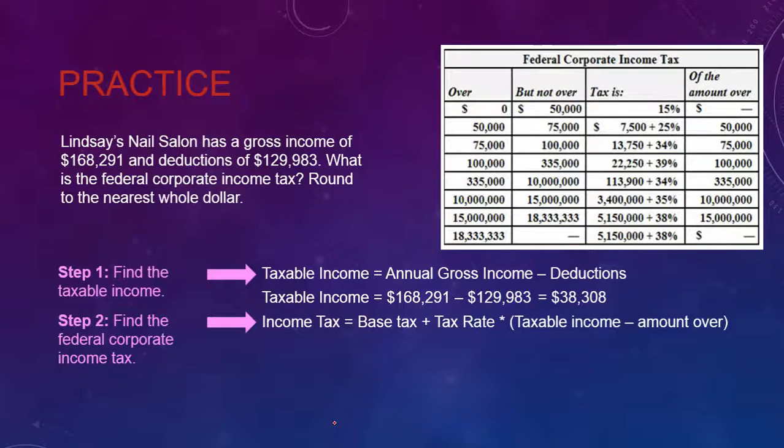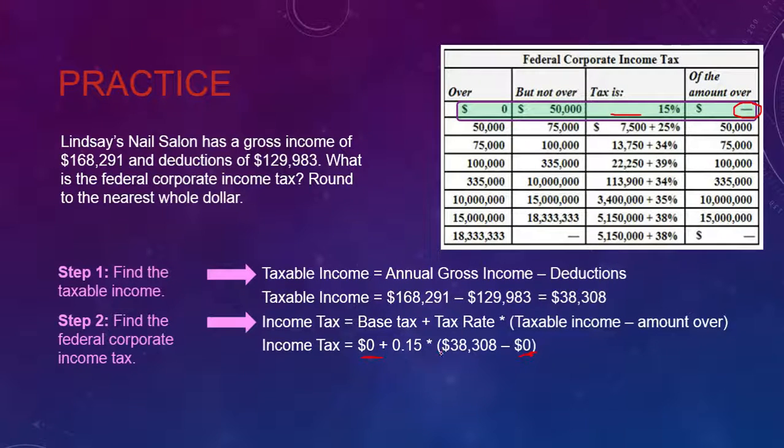Same formula. This time let's take a look. We're at $38,308. So that actually is in the first row. So this one, be very careful. It does not give you a base tax, so I substituted 0 in there. And there's no amount over, so that really just means 0. So again, I plugged in 0.